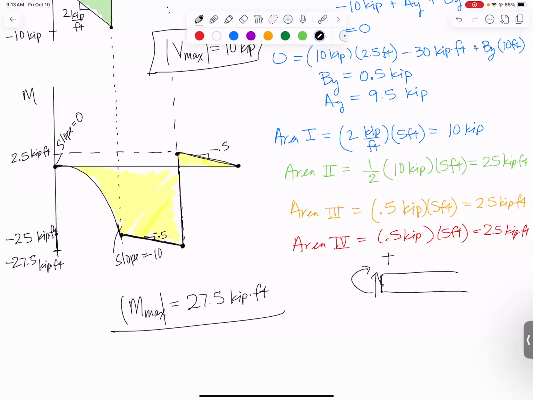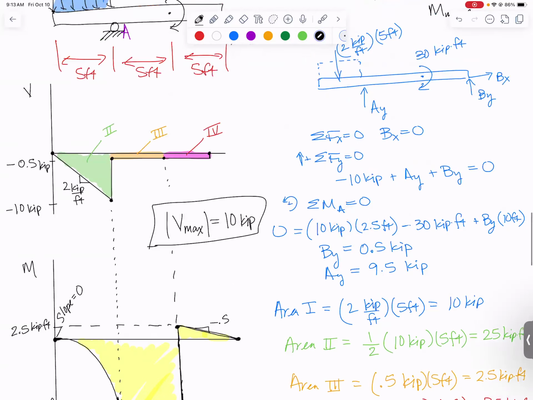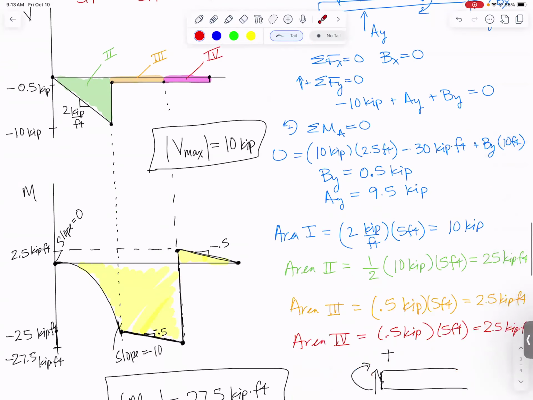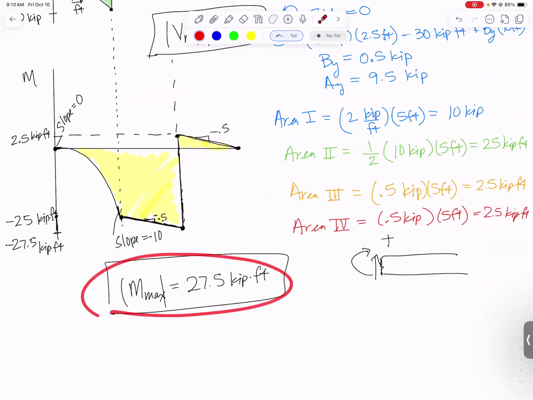And maybe this illustrates why it is super, super important to draw the whole diagram, because a lot of students might think, oh, it's going to be 30 kip feet because you've got a 30 kip foot applied couple. And that could be, but in this case, it's not. So you do need the entire diagram to figure out what is the max bending moment, where does it occur?